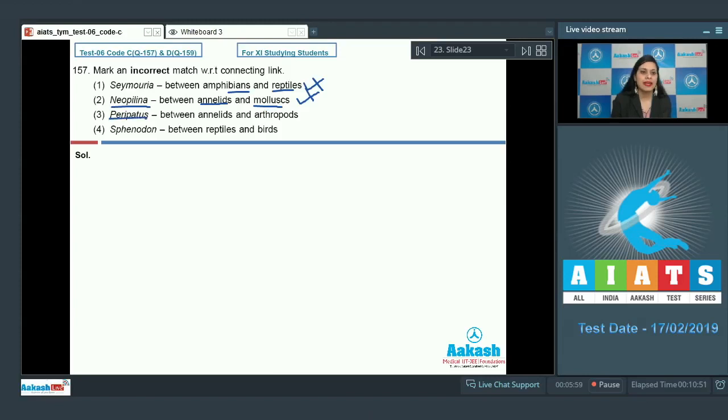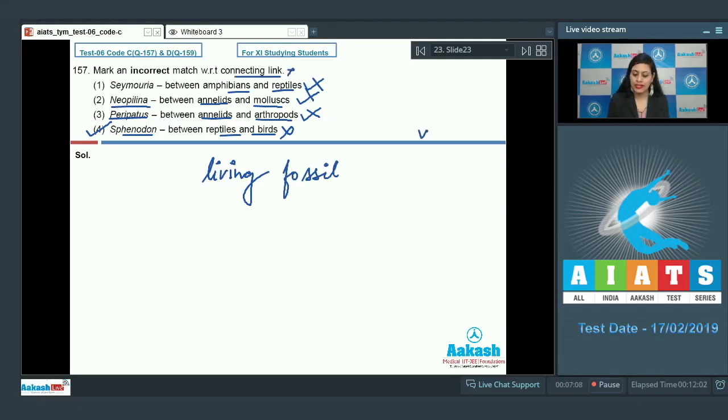The next match given is Peripatus, which is a connecting link between annelids and arthropods. And as it is also a correct match, so this cannot be a correct answer to our question. Peripatus belongs to the phylum Arthropoda, and it is a connecting link between annelids and arthropods. The last option is Sphenodon, between reptiles and birds, and as it is an incorrect match, so this is a correct answer to our question. Because Sphenodon is the most primitive lizard considered as a living fossil, but not as connecting link. So the correct answer to this question is option number 4.